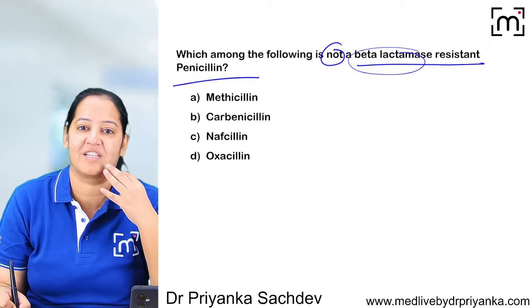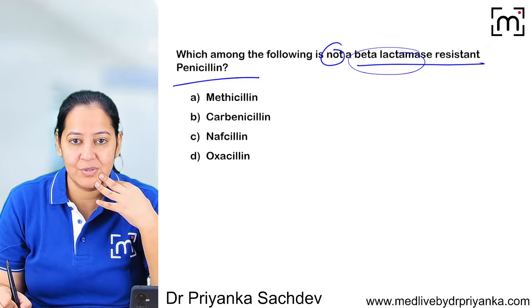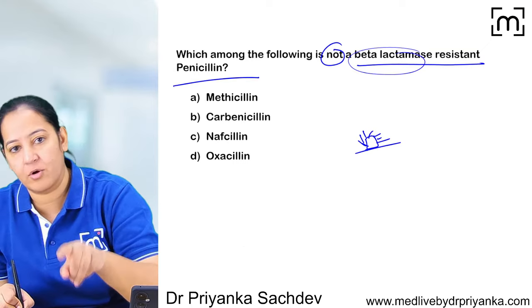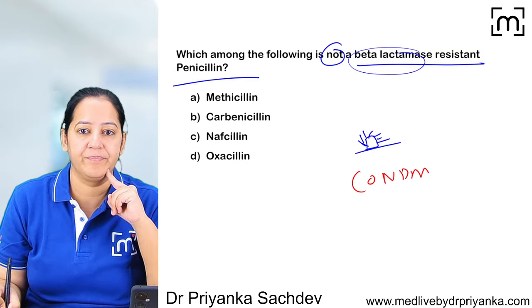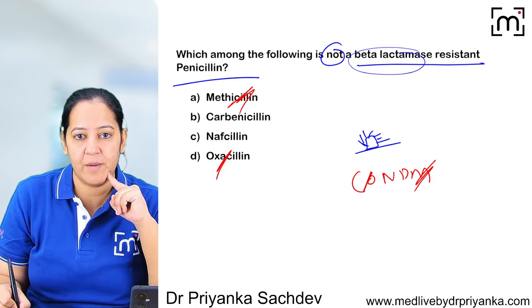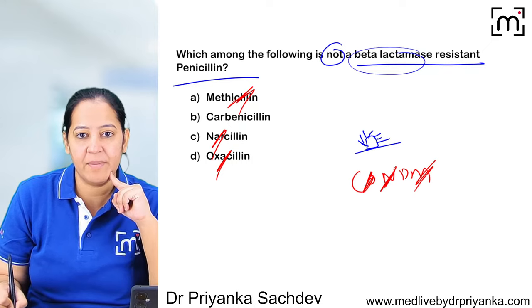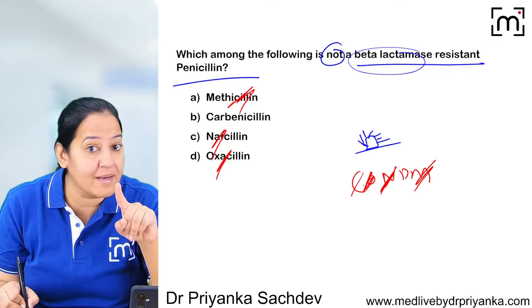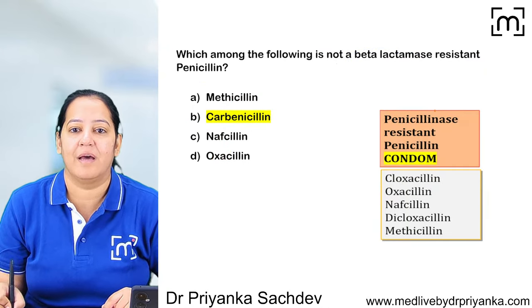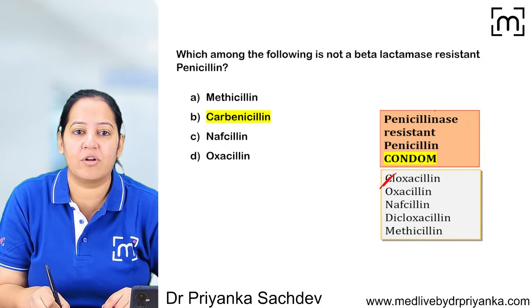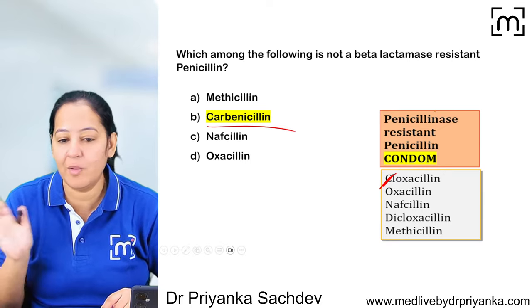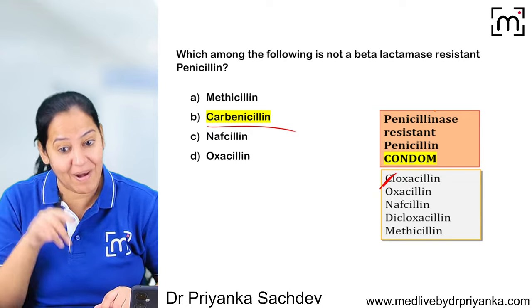Whether penicillinase or beta-lactamase resistant penicillin, these are the penicillins with a cover, with a ghungar. So they are again asking CONDOM: which is not coming in CONDOM? Methicillin is coming in the CONDOM. Oxacillin is also coming. Nafcillin is also coming. But C is cloxacillin, C is not carbenicillin. Carbenicillin is one of the carboxy. And CONDOM's C is cloxacillin, not carbenicillin. So carbenicillin is the answer. This is how you have to apply the mnemonic. Knowing the mnemonic is not important. You should be able to apply it in the question.